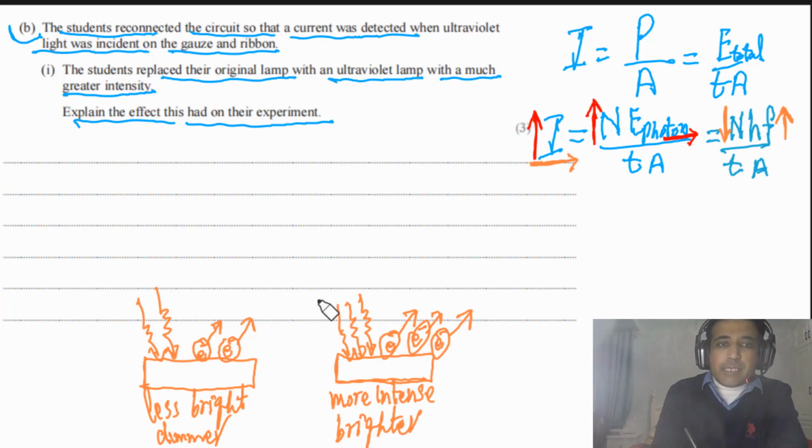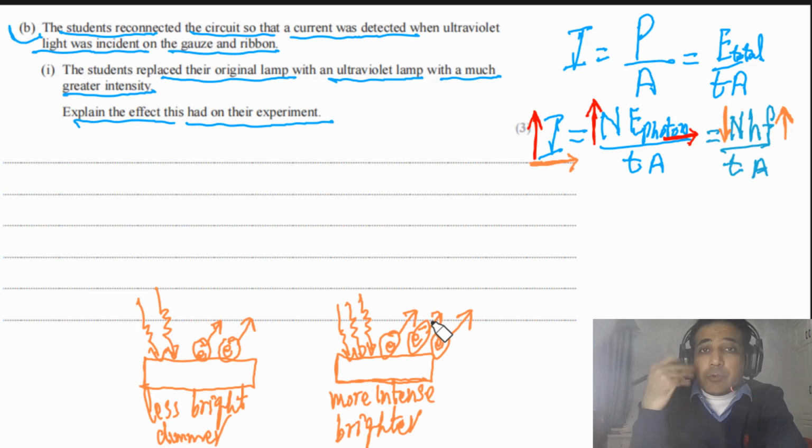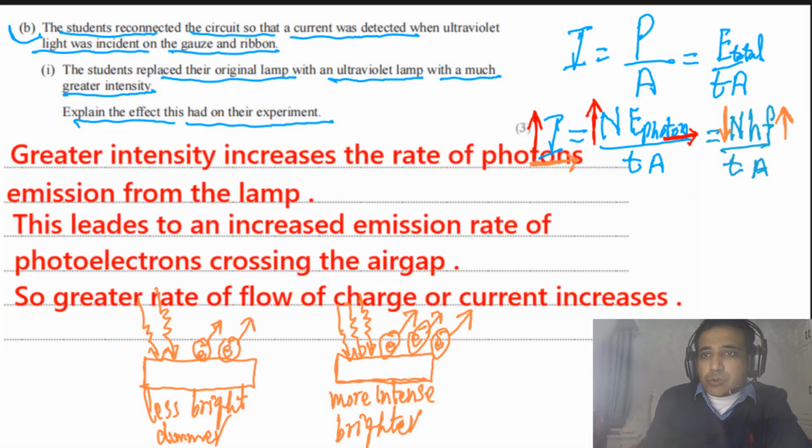So it simply means that if we increase the number of photons, the number of emitted electrons will increase. If the number of emitted electrons increases, it means the rate of flow of charge will be greater, so the current will be higher. These are the points you have to mention in your answer. Now let me show you the answer. In your answer you can talk about these points.